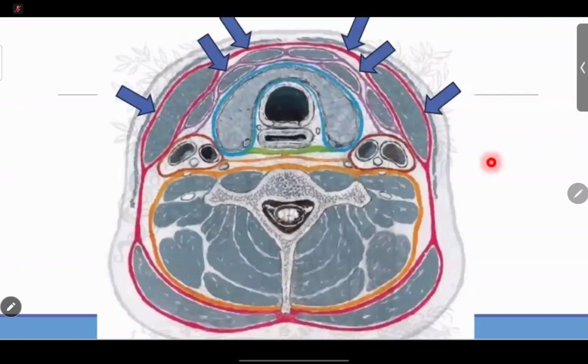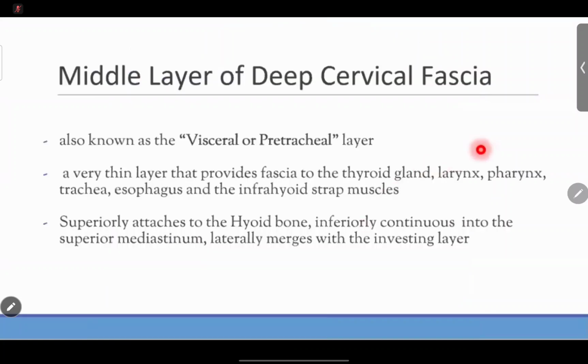Next, let's go to the middle layer of your deep cervical fascia, also known as your visceral or pretracheal layer, because this layer envelops your thyroid gland, larynx, pharynx, trachea, esophagus, and also your infrahyoid strap muscles. Superiorly, it attaches to the hyoid bone and inferiorly continues with the superior mediastinum. Laterally, it merges with your investing layer.